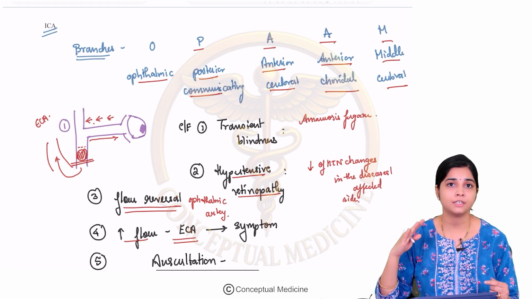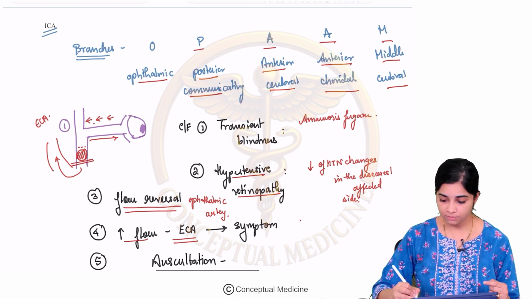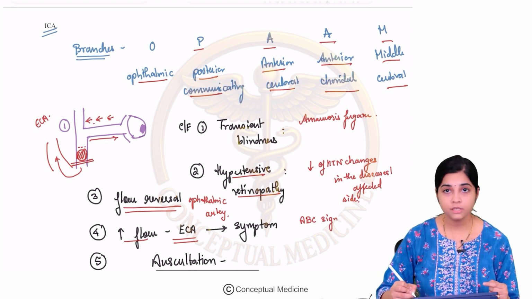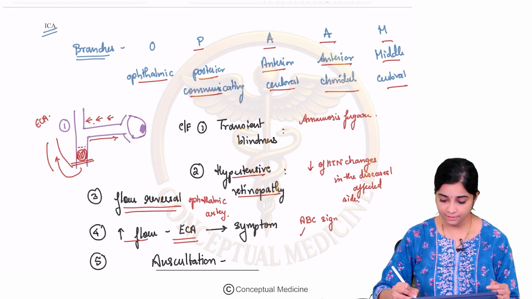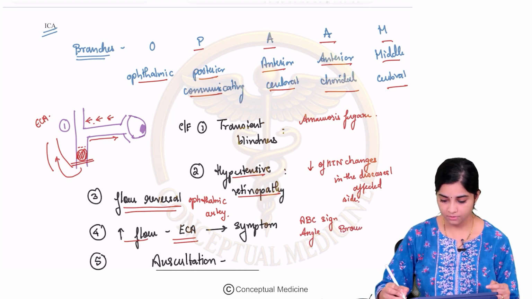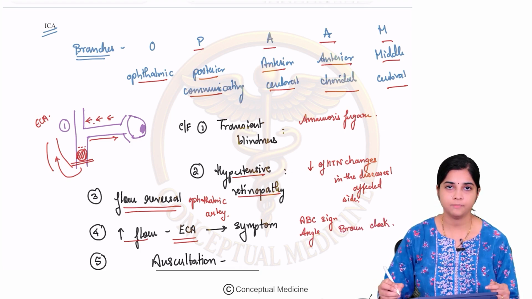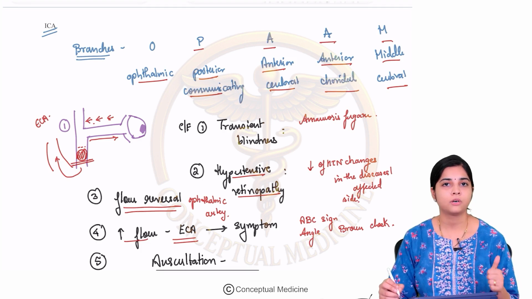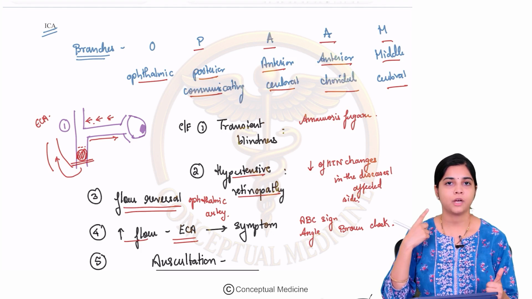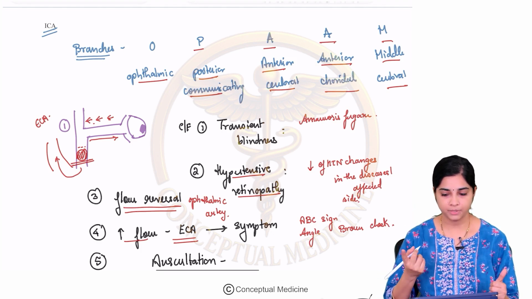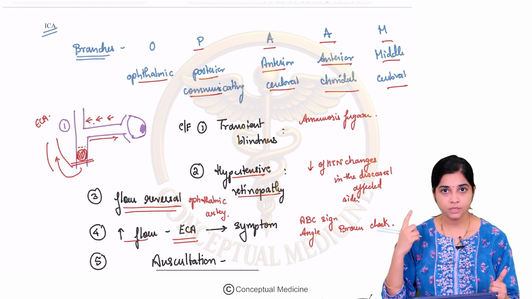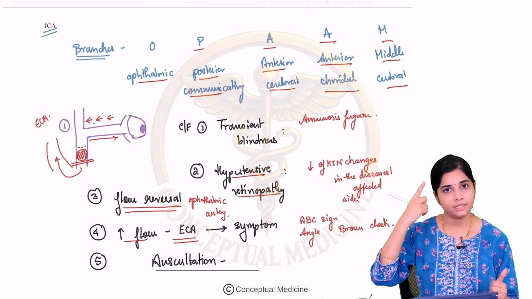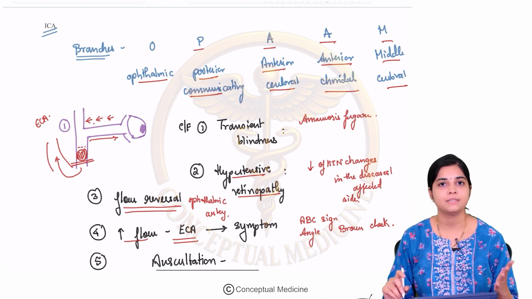You get the facial artery from there, right? So that is what we call the ABC sign. Okay, so what does ABC sign stand for? It is angle, brow, cheek sign. Angle, brow, cheek sign means increased pulsation at the level of the angle of the jaw, increased pulsations in the brow, and increased pulsations in the cheek area. So that is your ABC sign.